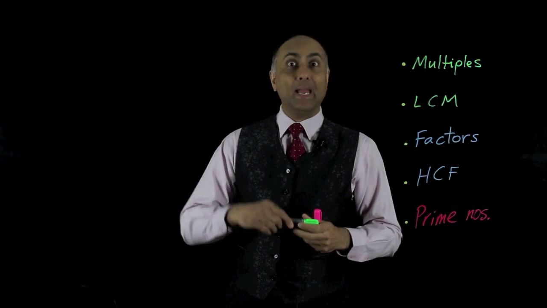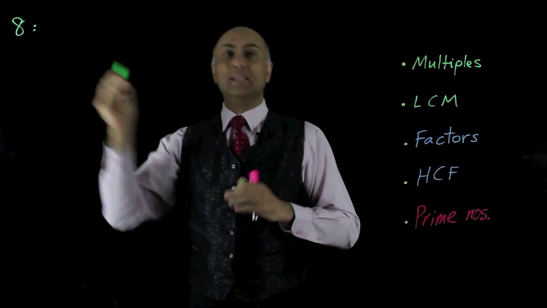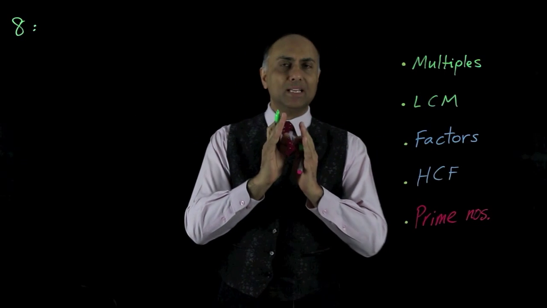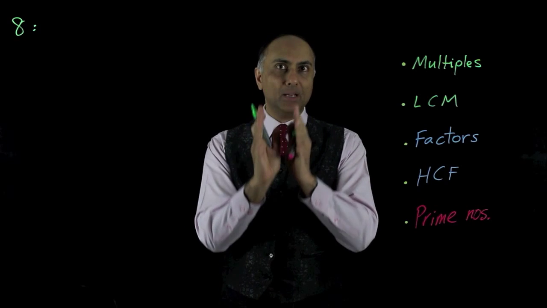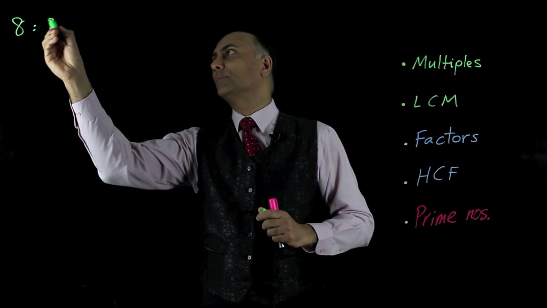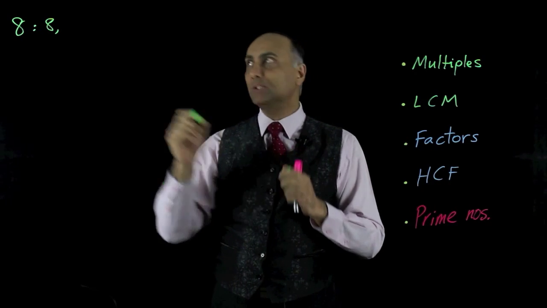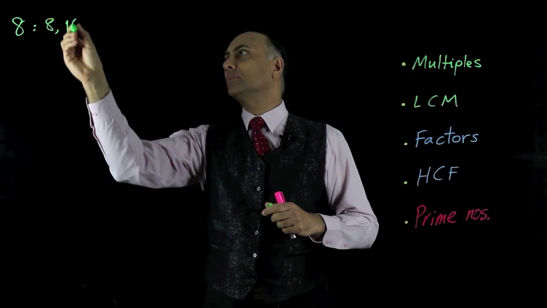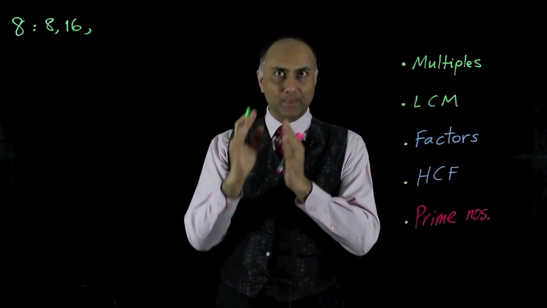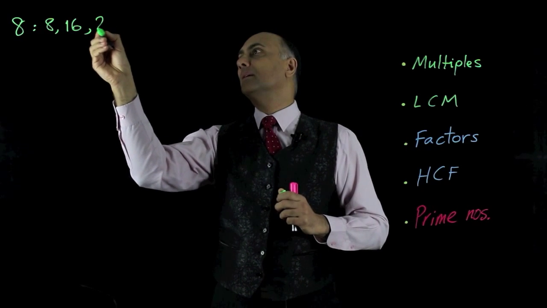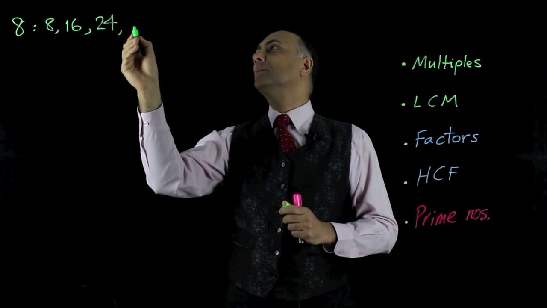So let's take 8 as an example and list the first few multiples of 8. Let's take the first multiple of 8. The first multiple of 8 is 8 multiplied by 1, or 8 itself. The second multiple of 8 is 8 multiplied by 2. The third multiple of 8 is 8 multiplied by 3. And I'm sure you've got the idea, so I'll list a few more.